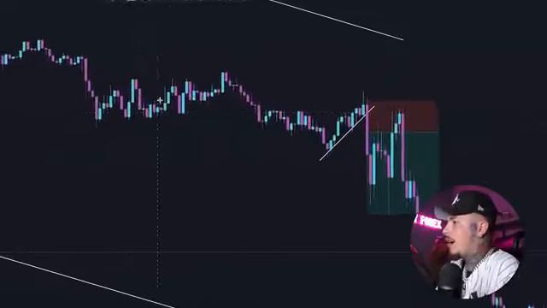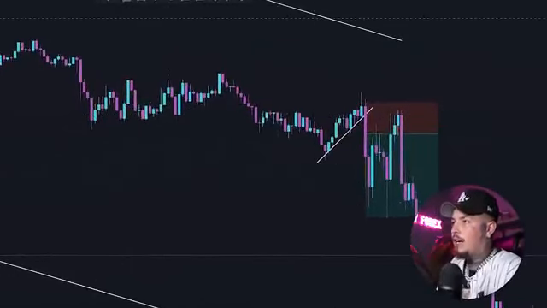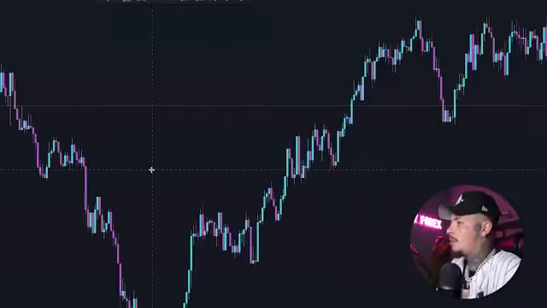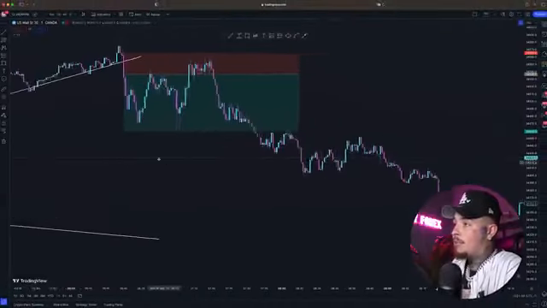Because 5 minutes is kind of a little choppy. I'm not seeing enough clarity. I want to see more clarity here, so I'll go down to the 1 minute and see what we can find. Now, looking at the 1 minute, this was the setup that I have.